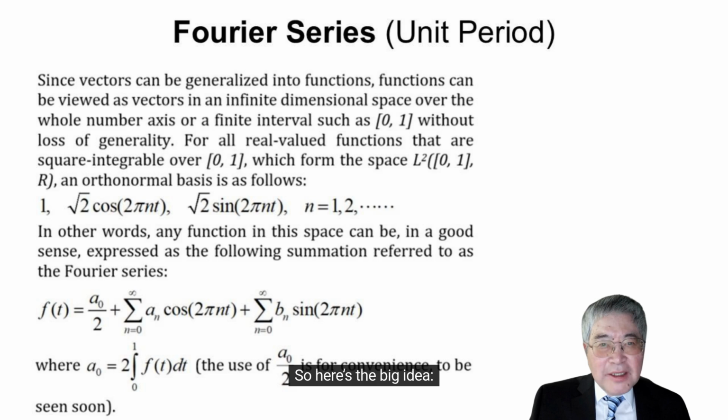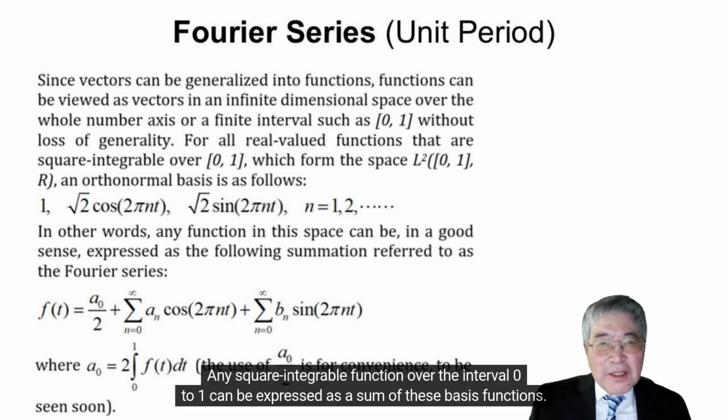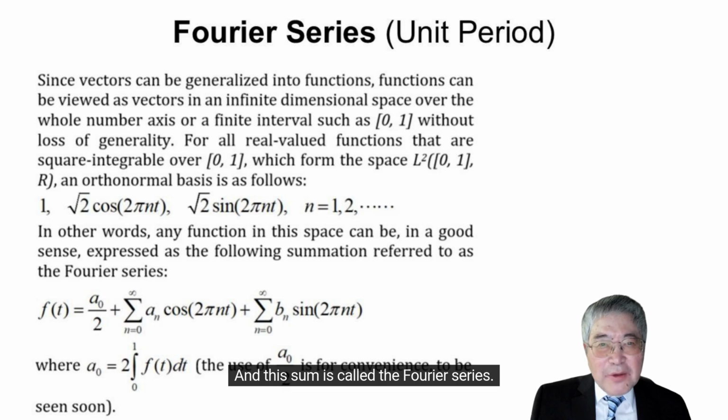So here's the big idea. Any square integrable function over the interval 0 to 1 can be expressed as a sum of these basis functions, and this sum is called the Fourier series.